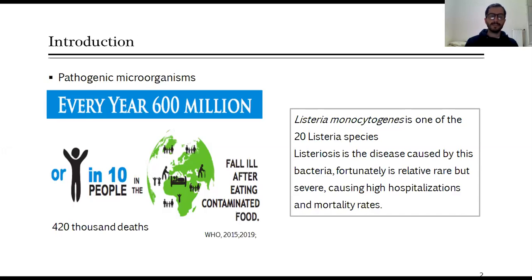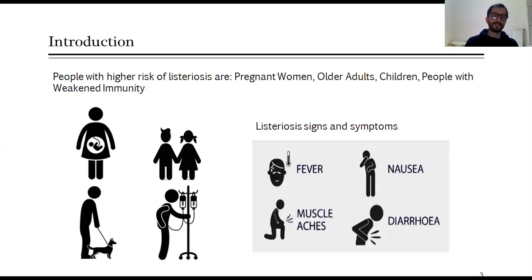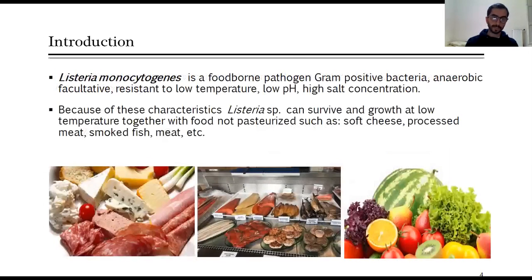Fortunately, it is relatively rare, but it's severe because it causes high hospitalization and mortality rates. Listeriosis signs and symptoms are fever, nausea, muscle aches, and diarrhea. People at higher risk of contracting this disease are pregnant women, older adults, children, and people with weakened immunity.